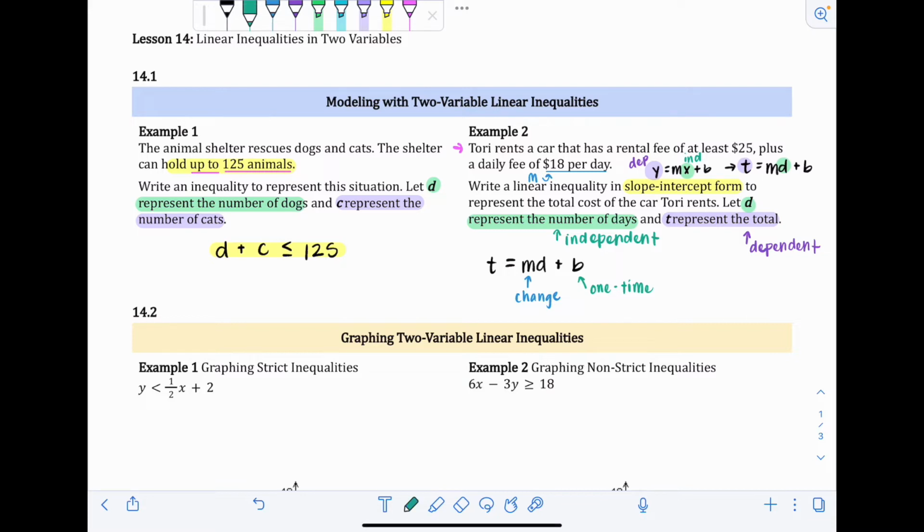And then that $25, the "at least" I know is kind of tricky, but the "at least" is more so telling us what the inequality symbol should be. So it's going to be $18 per day, and then that one-time fee of at least $25. So that's going to be our b. If we take those and put them in their proper space, m is 18. I'm just going to swap it out for 18. So 18d, which makes sense, $18 per day times days. And then for that one-time fee of at least $25, I'm going to swap out this b for $25. I'm just going to replace it in there.